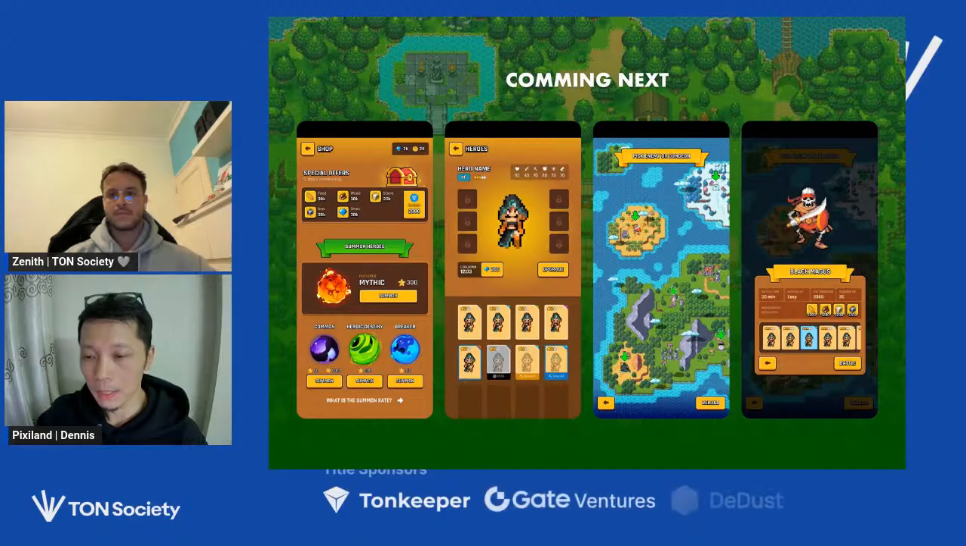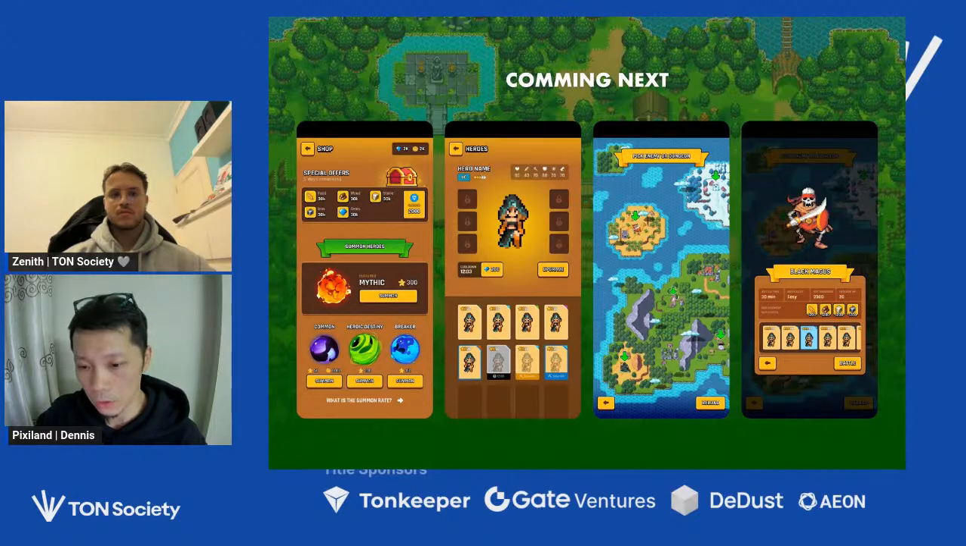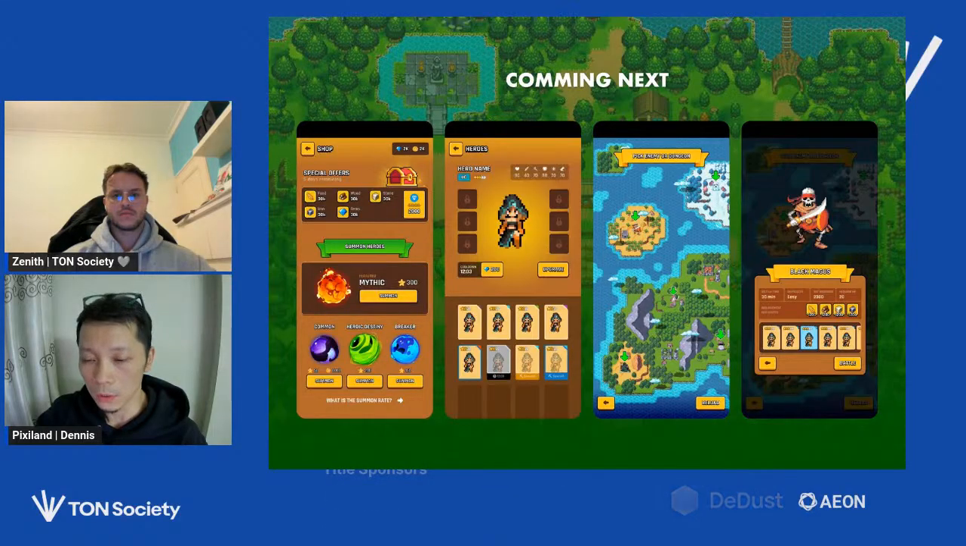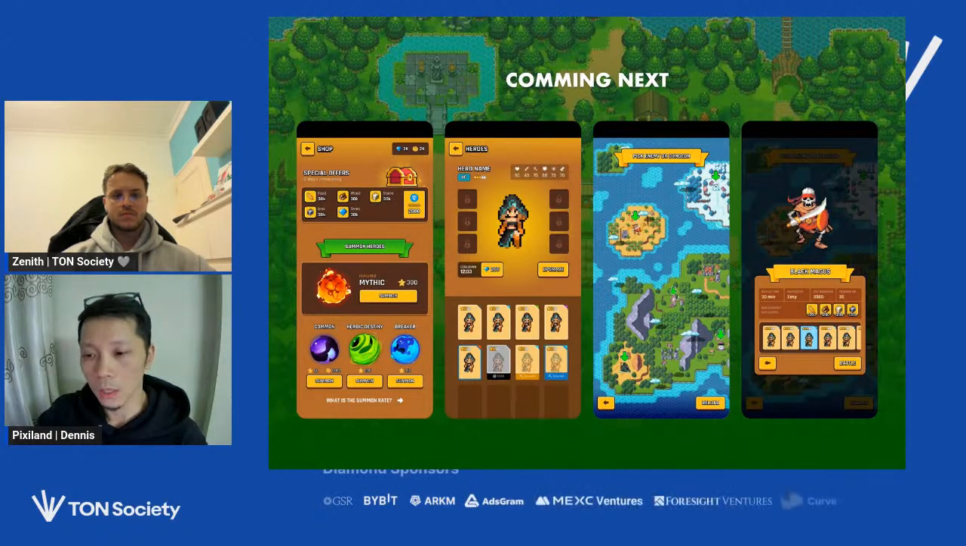And what's coming next? This month, we also released the PC shop, where you can mint your heroes. You can buy the resources that you need. And with this hero, you can boost your resource mining rate. Also, you can use it to go into the dungeon to defeat monsters and earn extra rewards.